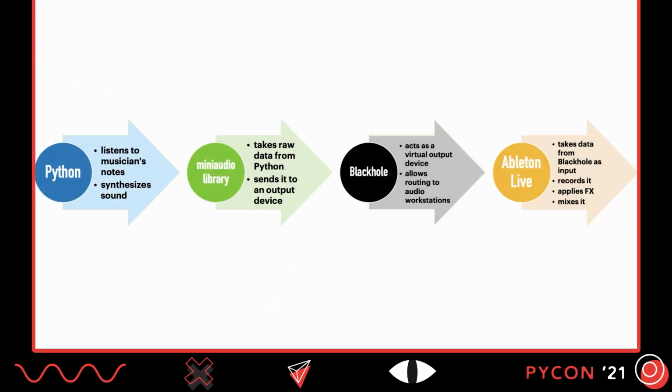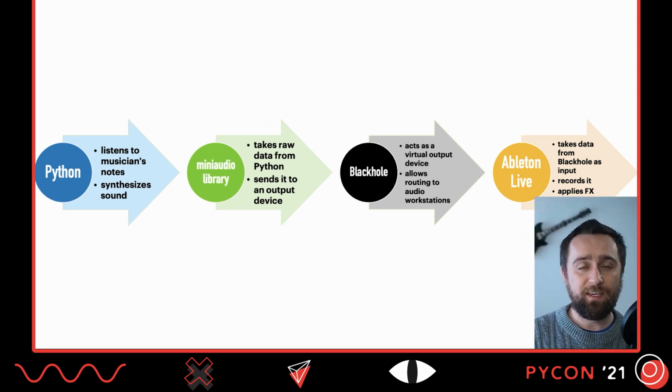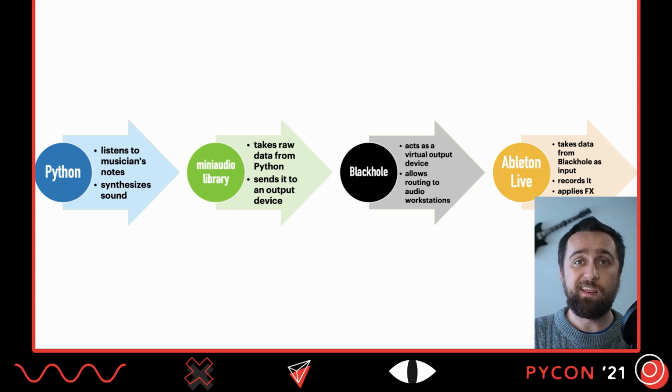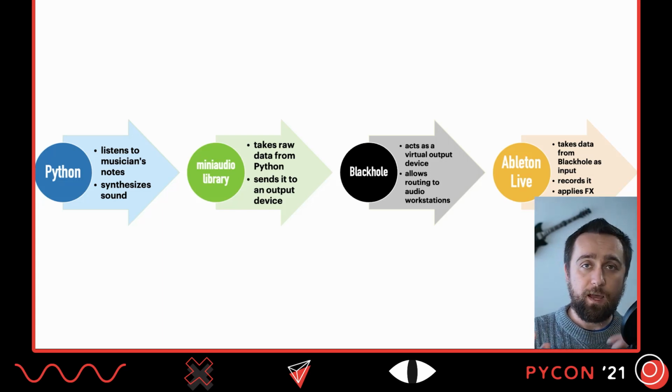Back to our code. The signal flow that we're going to be using is as follows. Python is going to be listening to a musician's notes being played on a MIDI controller. It's going to synthesize sound in real time, and using the miniaudio library it is going to take this raw data, a bunch of integer arrays, and send it to an output device. This output device could be any sound card, or an audio interface as they're called in the industry.